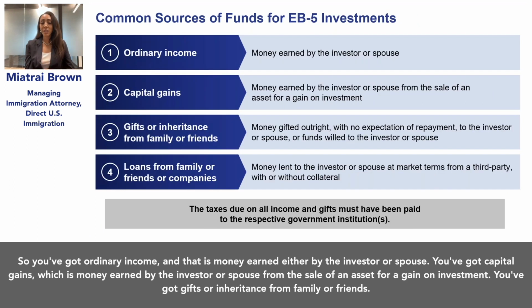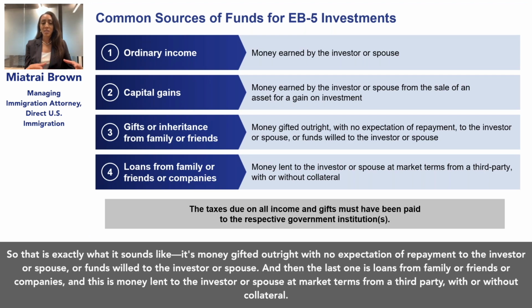So you've got ordinary income, and that is money earned either by the investor or spouse. You've got capital gains, which is money earned by the investor or spouse from the sale of an asset for a gain on investment. You've got gifts or inheritance from family or friends. So that is exactly what it sounds like. It's money gifted outright with no expectation of repayment to the investor or spouse, or funds willed to the investor or spouse.